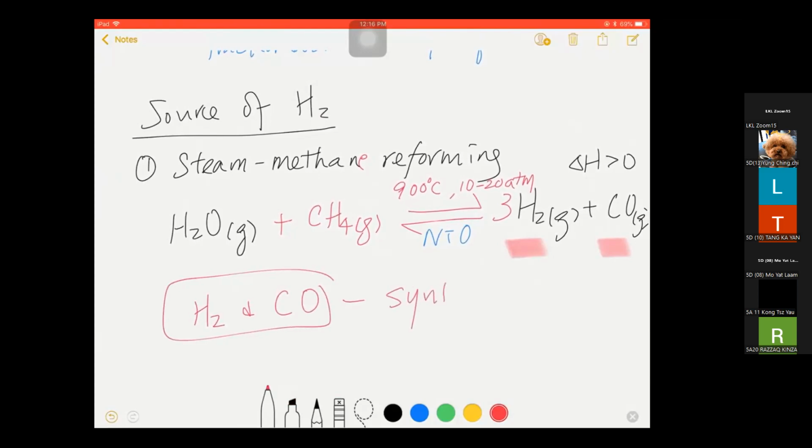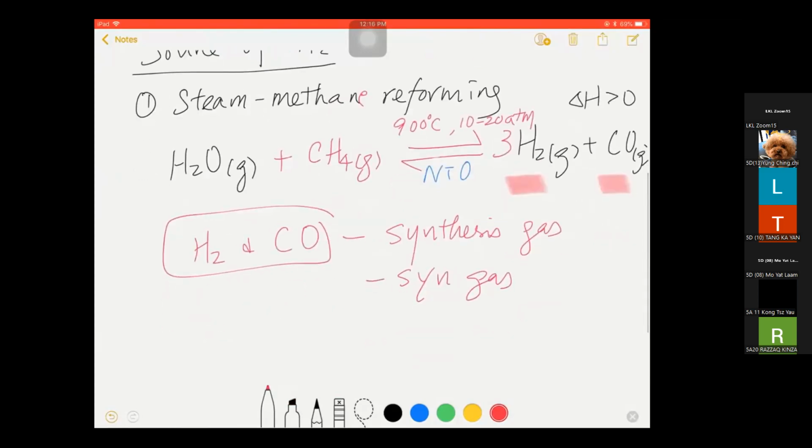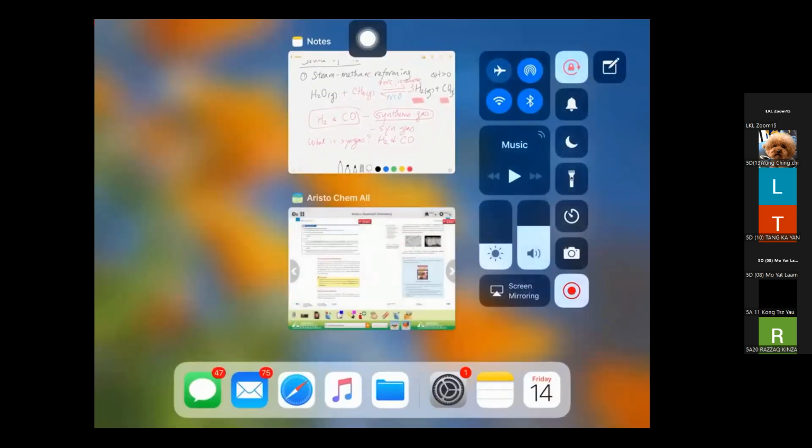Okay. Now, there is a special name for this mixture, H2 mixed with CO. It is called synthesis gas or syngas. Now, it has been asked before, what is syngas? Everybody, you have to remember, it is a mixture of H2 and CO. It can be used for synthesis. In the next video, I will talk about what can be synthesized from H2 and CO.